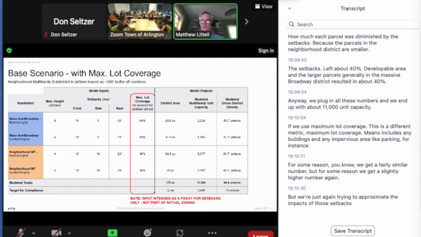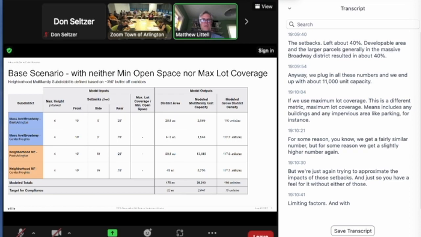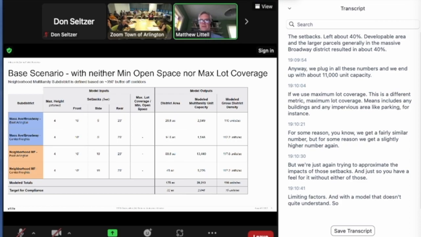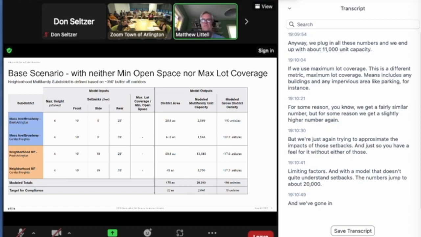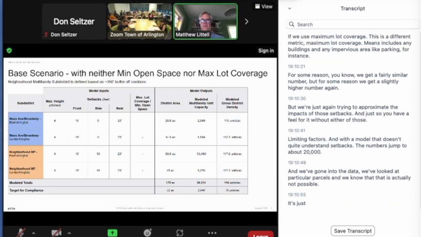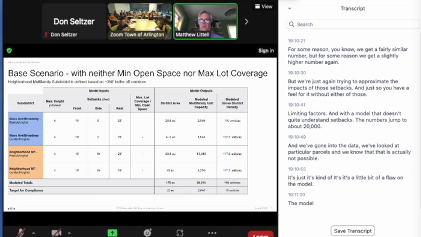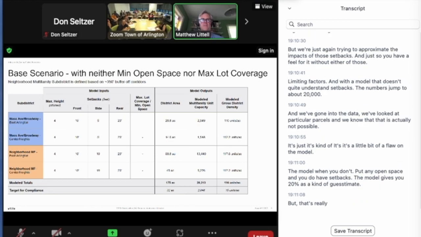And just so you have a feel for it, without either of those limiting factors, and with a model that doesn't quite understand setbacks, the numbers jump to about 20,000. We've gone into the data, we've looked at particular parcels, and we know that that is actually not possible. It's a little bit of a flaw in the model. When you don't put in any open space and you do have setbacks, the model gives you 20% as a guesstimate, but that's really not sufficient given the setbacks. So I wanted to clarify that.